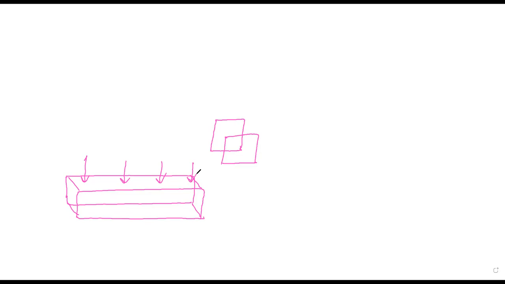So look, we have to do some analysis of this beam. What we do is, we don't do analysis on the entire beam. Entire beam analysis is never done. We take a small element out of it, of the same shape as this beam, maybe a cube or a cuboid, and we do our analysis on that cuboid. That's what we call a stress element.